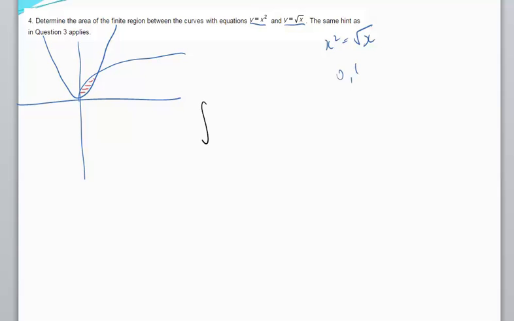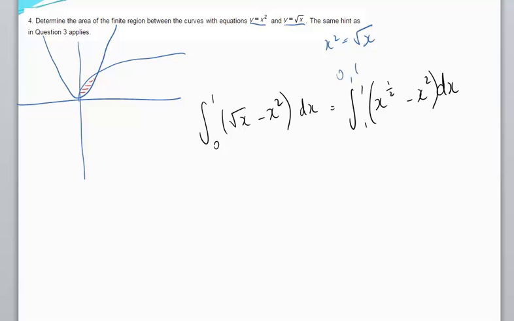So we're going to integrate between 1 and 0, and we're going to put in our equations. So here our higher one, square root of x minus x squared. And we can also write this between 1 and 0 as x to the power of a half minus x squared. So we integrate these, we're going to get x to the power of 1.5 divided by 3 on 2, minus x cubed on 3, between 1 and 0.